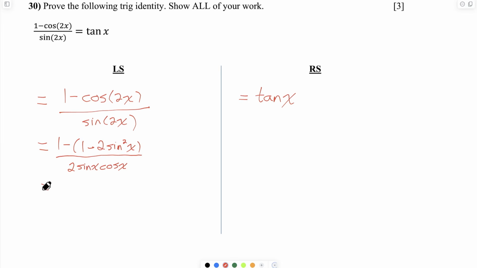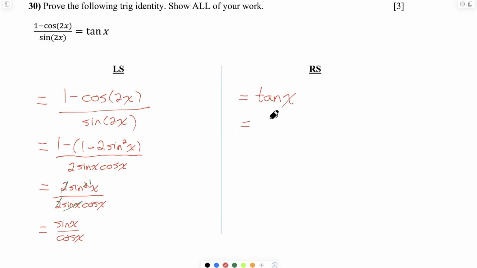If I simplify the numerator, I've got 1 minus 1, so those are gone. And I'm subtracting a negative 2 sine squared x, so I can write that as positive 2 sine squared x. And now I can cancel those factors of 2, and I can cancel one of those factors of sine in the numerator with the factor of sine in the denominator. So I'm just left with sine x over cos x, which based on the quotient identity is equal to tan x.